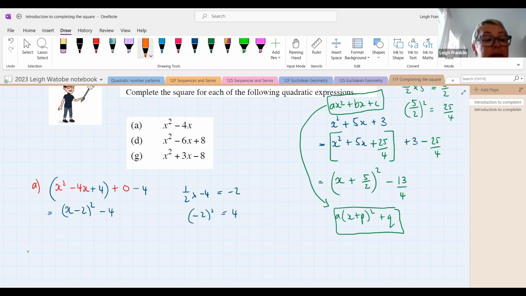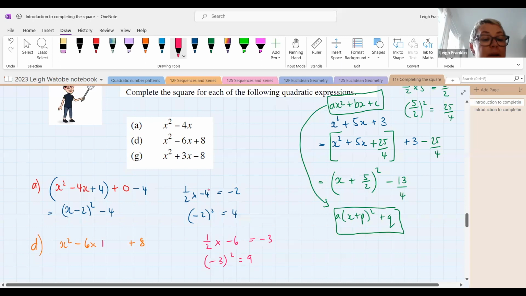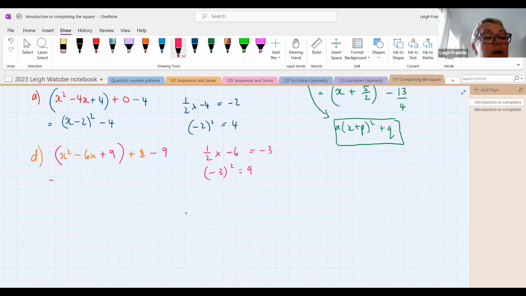Okay, as far as D is concerned, I've got x squared minus 6x. I'm going to put my plus 8 over here. Completing the square, half of -6 is -3. I've got to take -3 and square it. That gives me 9. So I'm going to add in 9 here, and I'm going to balance it by taking 9 out. That's my perfect square trinomial. Okay, so this is going to factorize to x minus 3 squared minus 1.